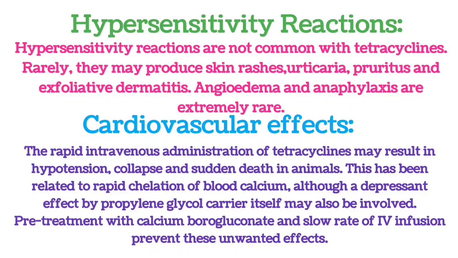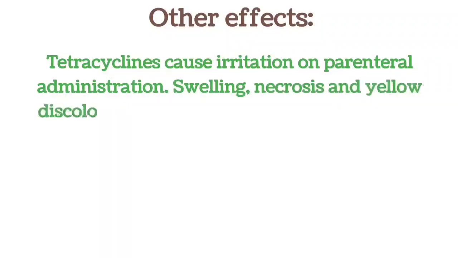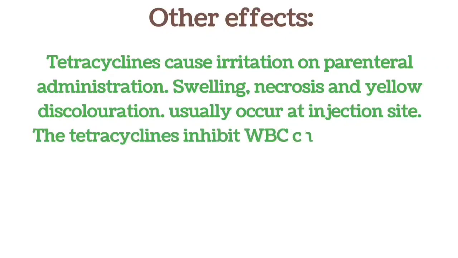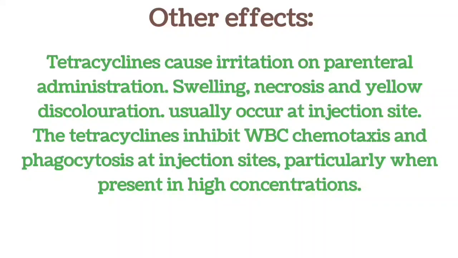Cardiovascular effects. The rapid intravenous administration of tetracyclines may result in hypotension, collapse and sudden death in animals. This has been related to rapid chelation of blood calcium, although a depressant effect by the propylene glycol carrier itself may also be involved. Pre-treatment with calcium borogluconate and a slow rate of IV infusion prevent these unwanted effects.